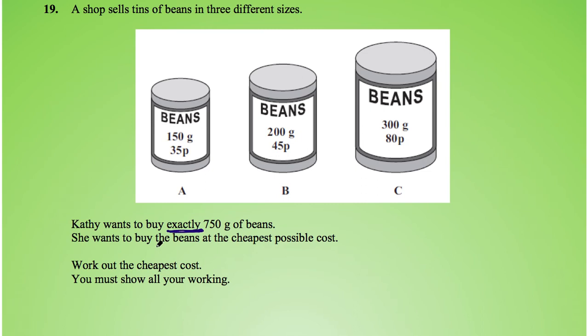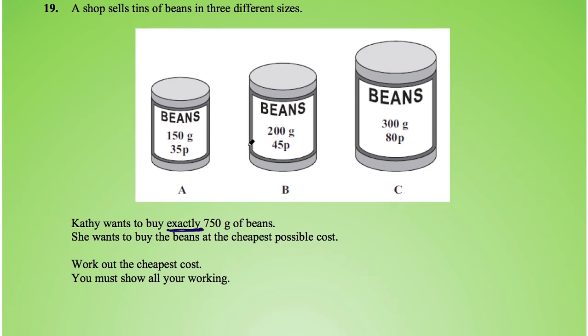Now, in real-life situations, we generally find that when you buy things in bulk, you get them at a cheaper price, but we need to make sure that this is the case here. So let's find the cost per gram of each of these tins. Or maybe how many grams you get per pence. I think that's going to be easier in this case, but you could do it either way.